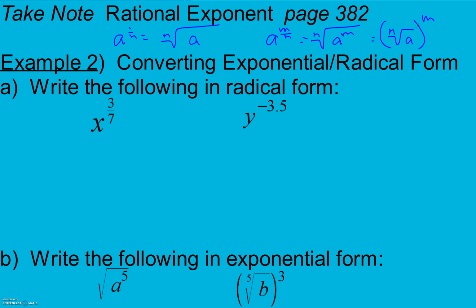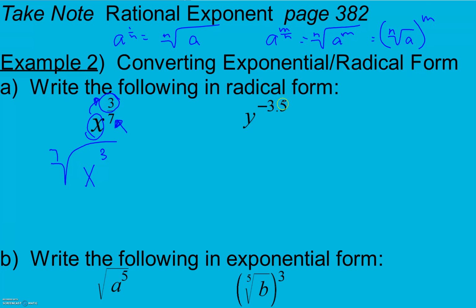So we're going to write these in radical form. My base becomes my radicand. My numerator, see how it's raised up higher? It stays raised up higher as my exponent. And my denominator becomes my index. So here I have the 7th root of x cubed.